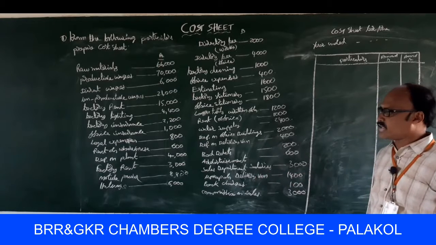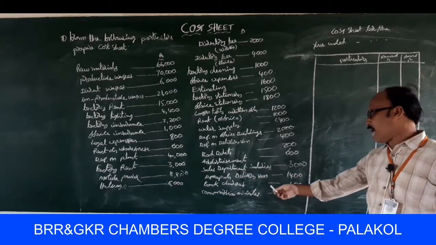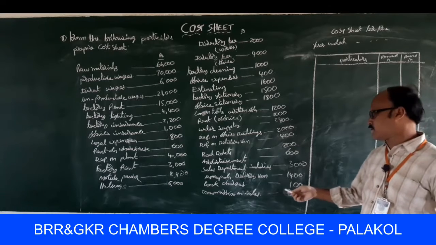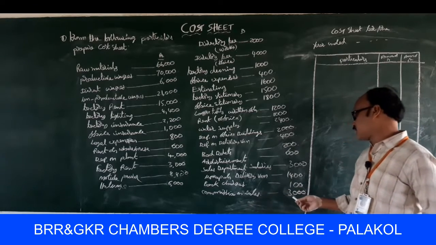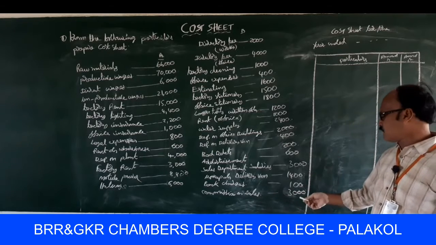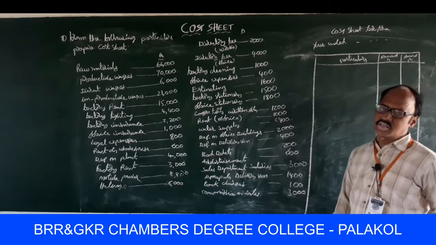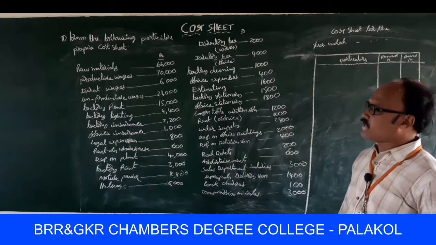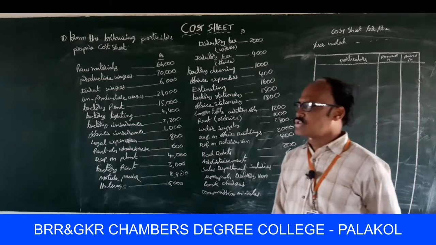so it is related to sales and distribution expenses. Bank charges, office expenditure, that's why office overheads. Next one, commission on sales, so this is related to sales and distribution expenses. Okay, first of all, raw materials. So first we have to do step 1.